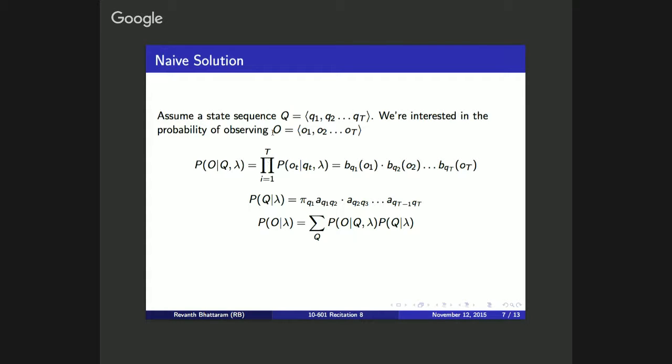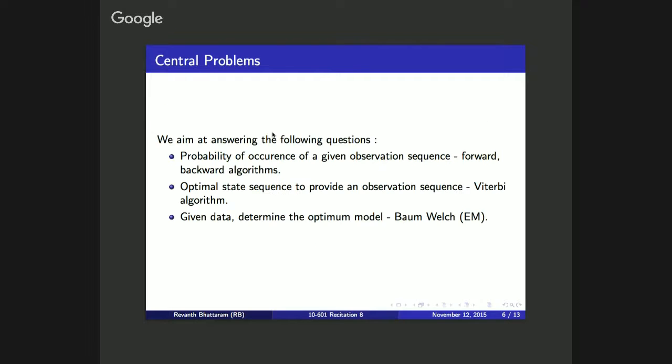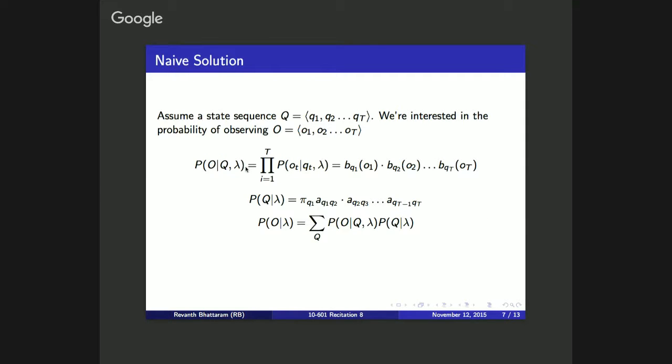So let's start off with a naive solution. A naive solution here would be, let's assume that there is some state sequence. For now, we have a given observation sequence, which is O1, O2, up to capital T. So this is a T time step observation sequence. Let's assume that there's some state sequence Q1, Q2, up to QT. So the probability that you will observe this observation sequence given this state sequence is going to look something like this.